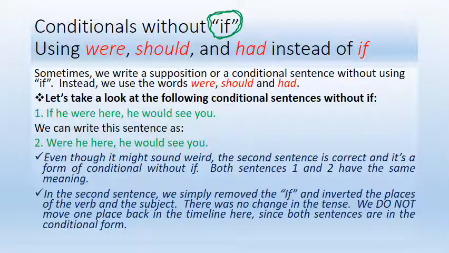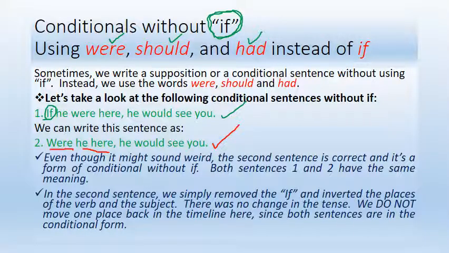However, some conditional sentences, some supposition sentences start with were, should, and had. Here you will tell me that they do sound weird. They do, but they are correct. Let's see. If he were here, he would see you. This is a conditional with if. We can write it in a different way without using if. It's a conditional but without using if. Were he here, he would see you. I know you're going to tell me it's weird, but it's correct.